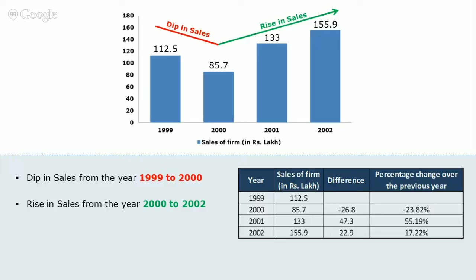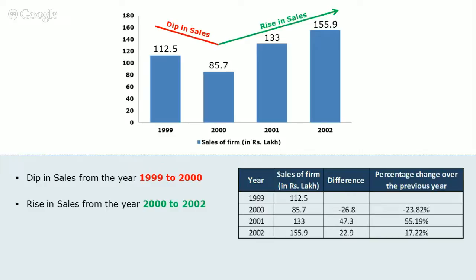Now if we put this information in a percentage form, the dip in sales was equal to 23.82%. We arrived at this simply by taking the difference figure, which is 26.8 lakh rupees, divided by the original sales amount, which is 112.5, into 100. And that is how we get the percentage change over the previous year.